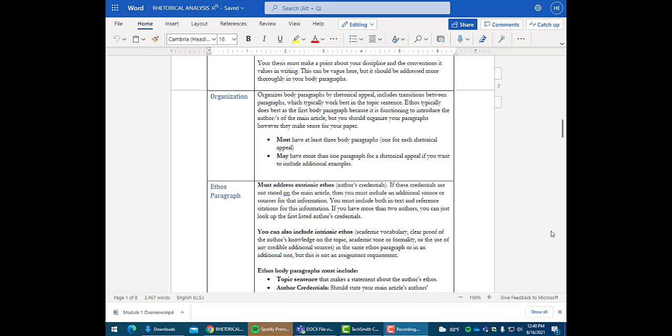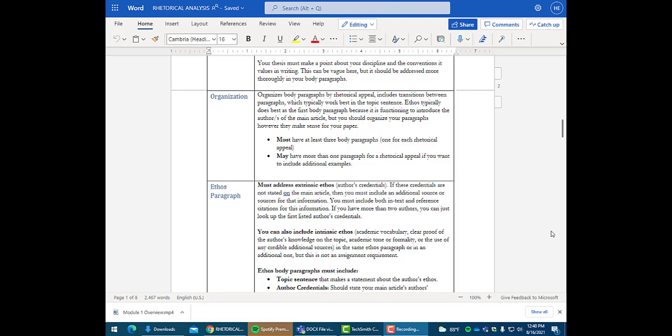Also in the criteria for success is the organization of the paper. So you need to organize your body paragraphs by the rhetorical appeal. Include transitions between paragraphs, which typically work best in the topic sentence. Ethos typically does best as the first body paragraph because it's functioning to introduce the author of the main article.